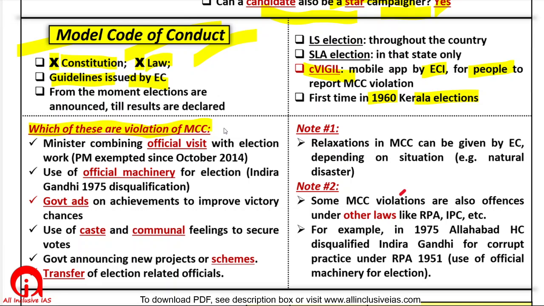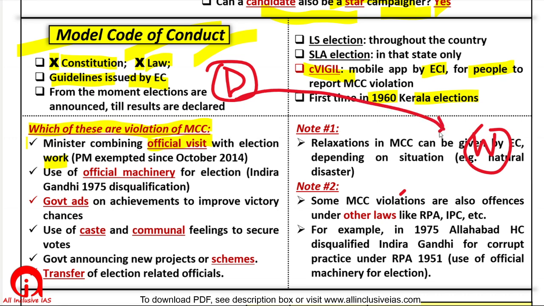The list is quite long. I have noted down here things which can be asked in prelims. Okay, so the minister cannot combine his official visit with election work. So this is West Bengal. Okay, this is Delhi. In West Bengal elections, many union ministers went there for campaigning.